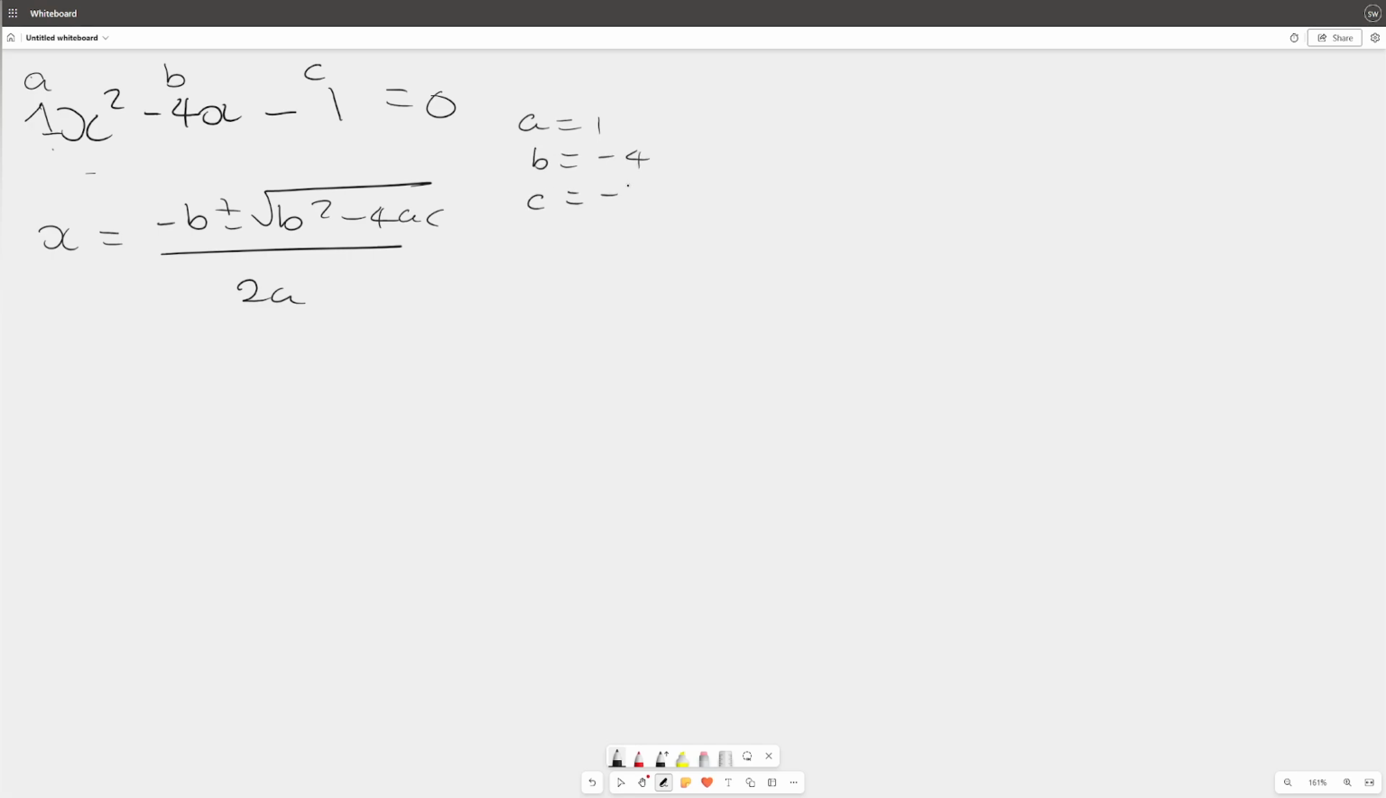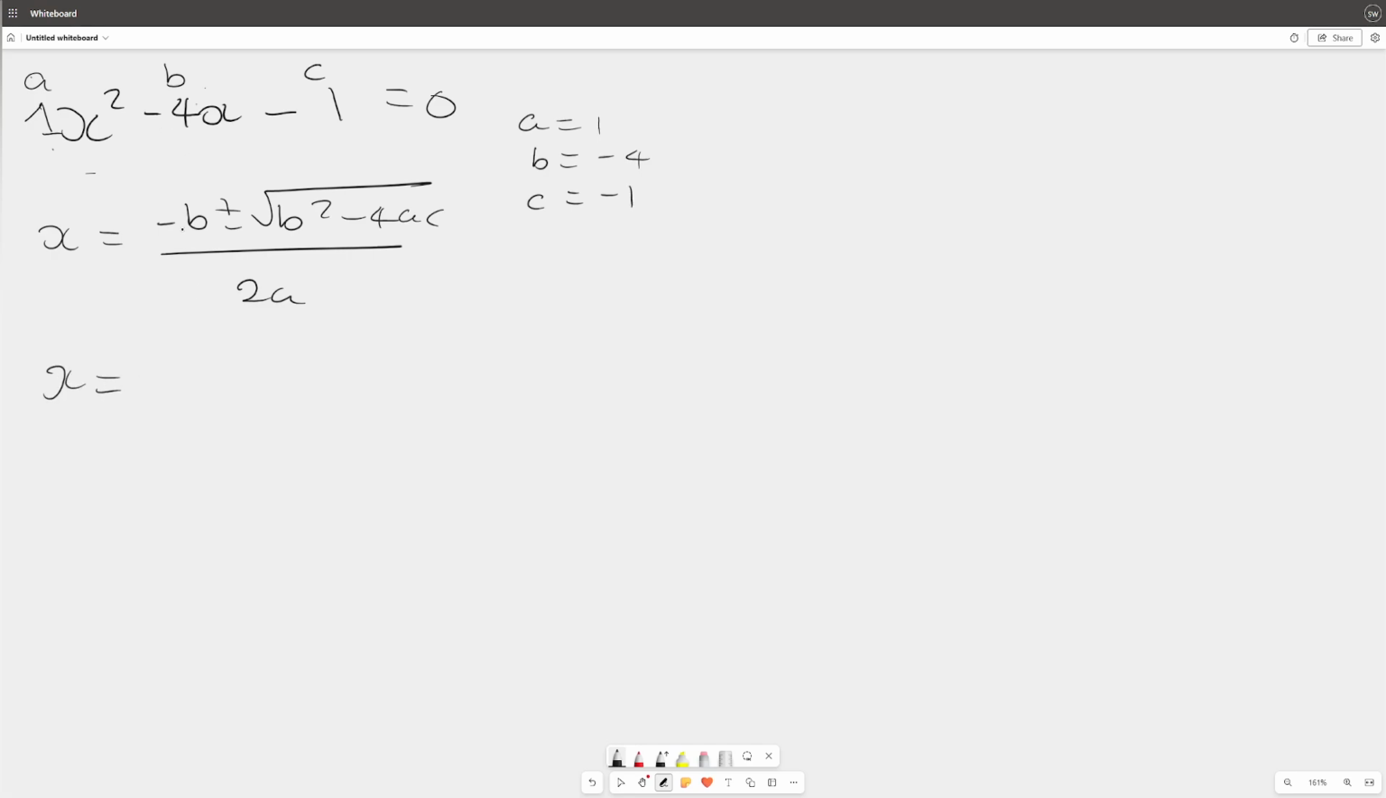Again, we can see that there is not going to be a number which actually allows this to work, since if you try and think of two integers which add to get minus 4 and multiply to get minus 1, it's not very easy. So we're going to have to use the quadratic formula. So x equals minus b plus or minus the square root of b squared minus 4ac all over 2a. Let's substitute in our values.